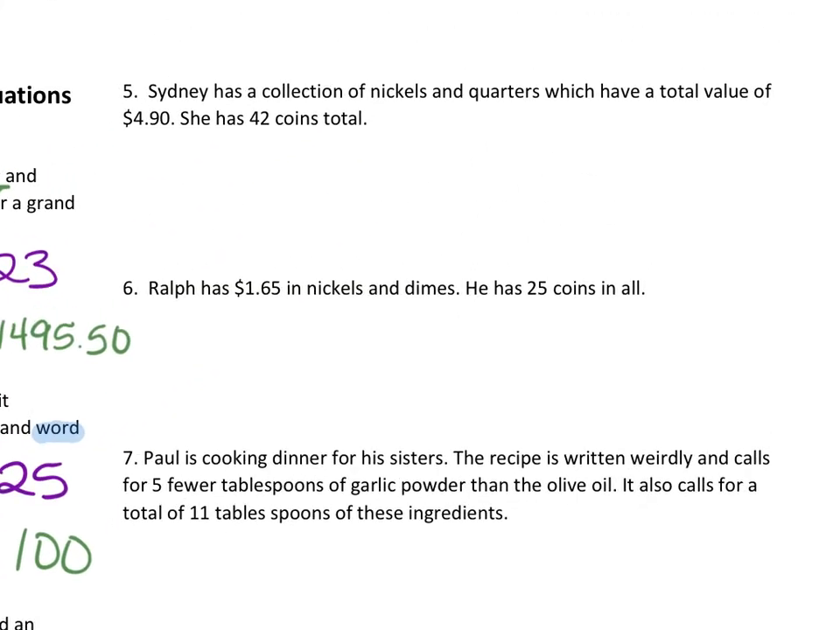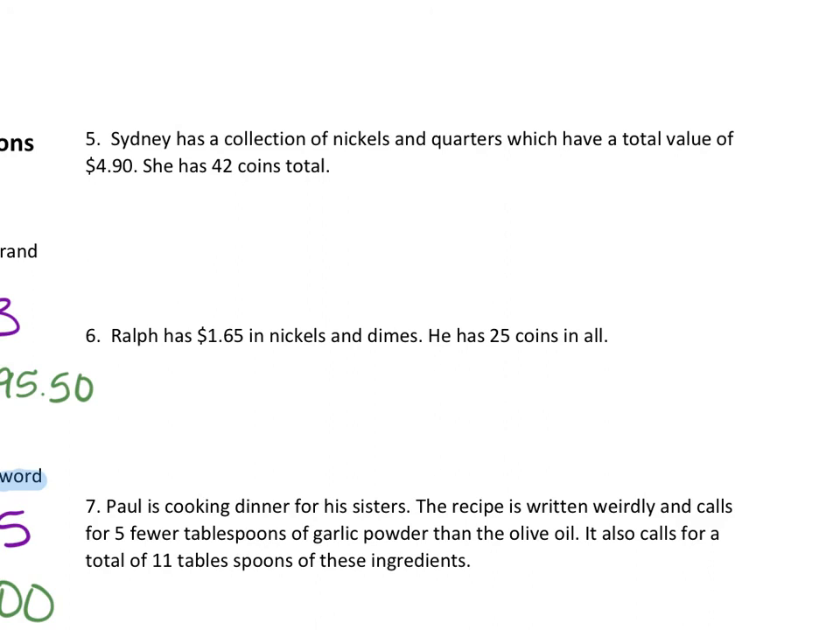Now these next couple are kind of cool. We're going to talk about Sydney and Ralph here. Number 5 says Sydney has a collection of nickels and quarters which have a total value of $4.90. She has 42 coins total. Okay, so I know that we're talking about nickels and quarters. Those are going to be my two variables. Great. Nickels, I'm labeling my variable, and quarters. These are both types of coins.